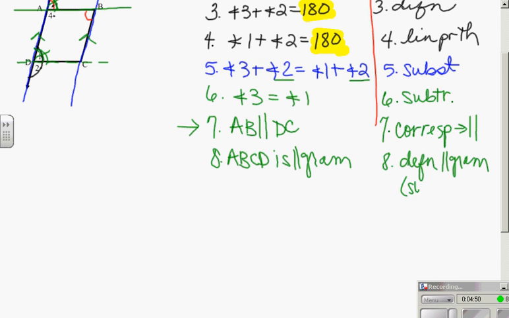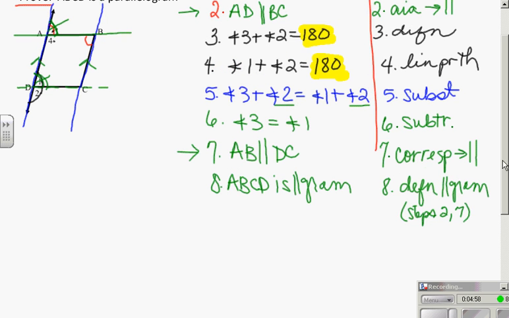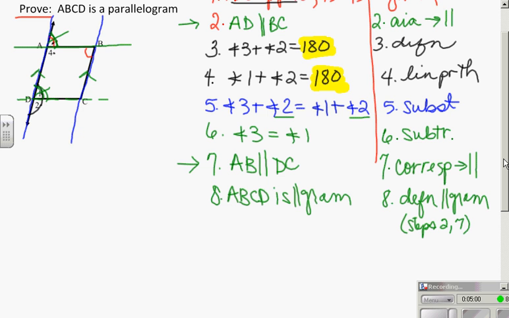And just like I did with the proofs with triangles, I can make myself a little note, not required but nice, by steps 2 and 7. So then I know exactly where my information came from that allowed me to say that they are parallel.